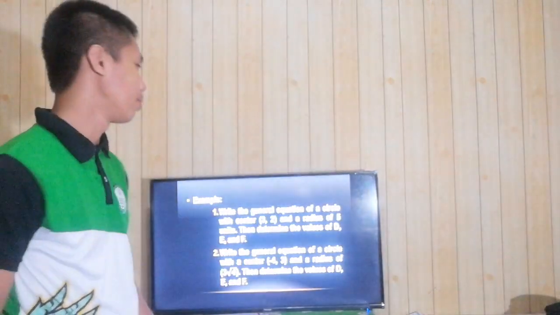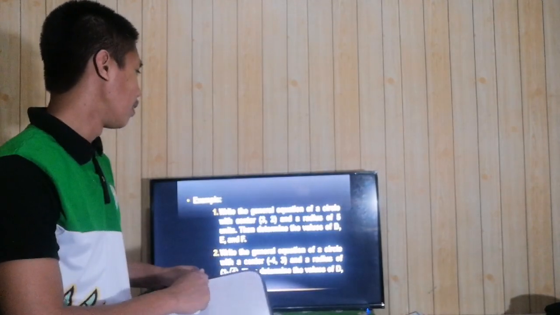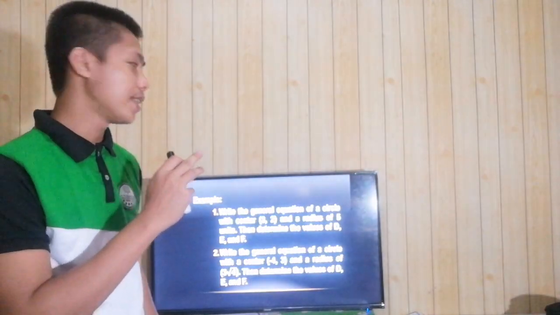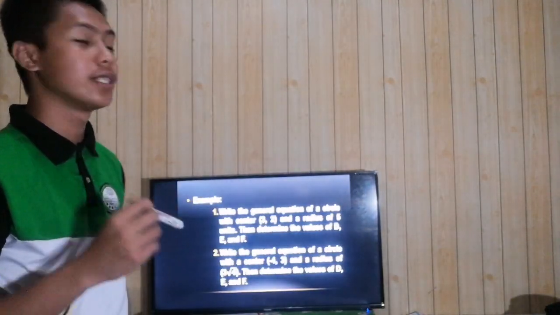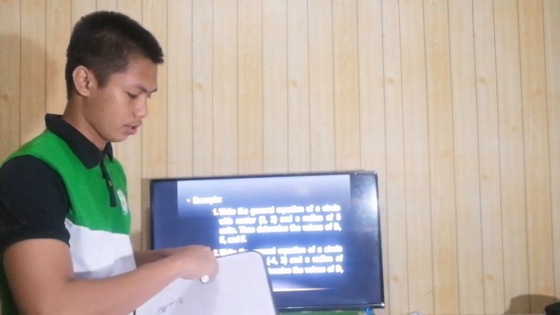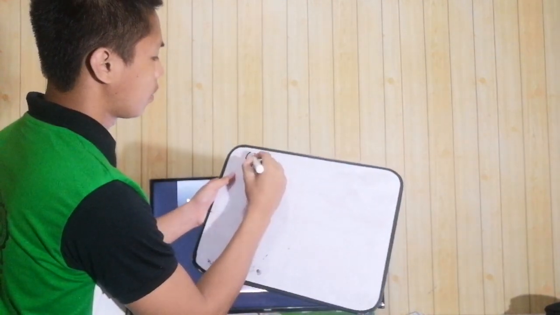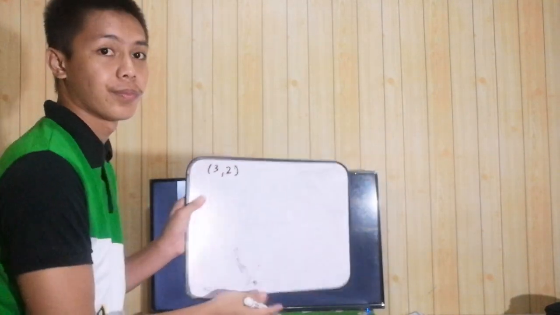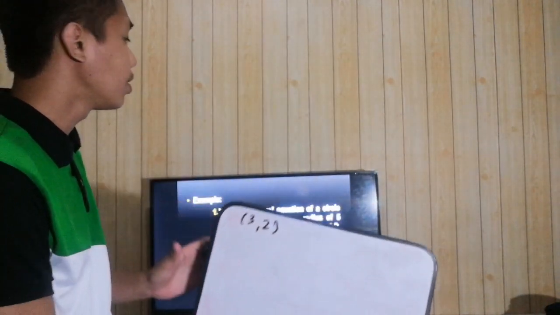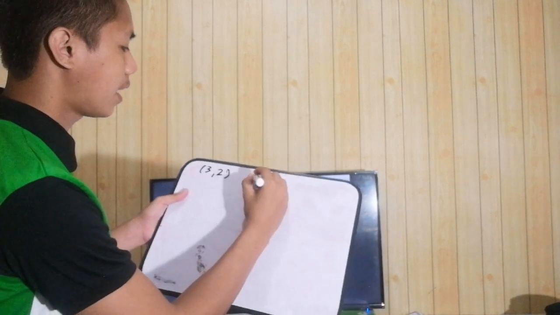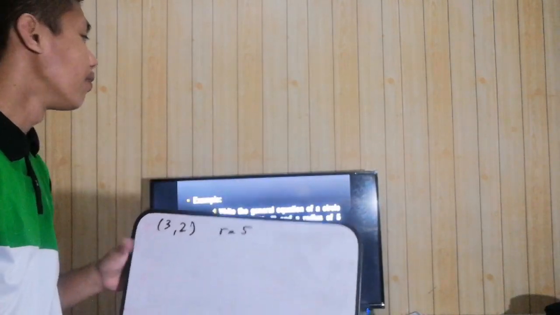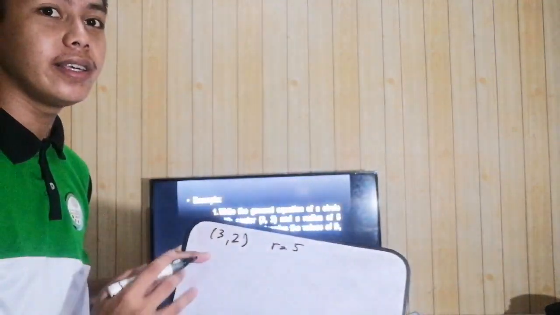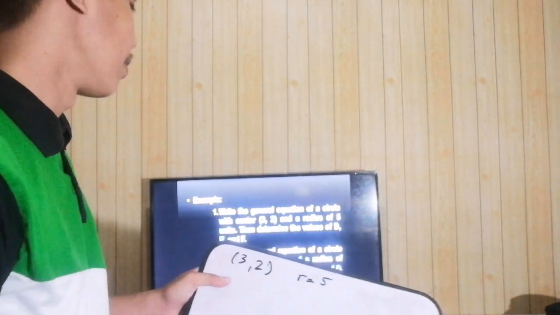Okay, very good. So, in the first example, it says: write the general equation of a circle with center 3 and 2. So, ito yung coordinates, 3 and 2, right? With a radius of 5 units. R natin is 5. Now, find the values of D, E, and F.